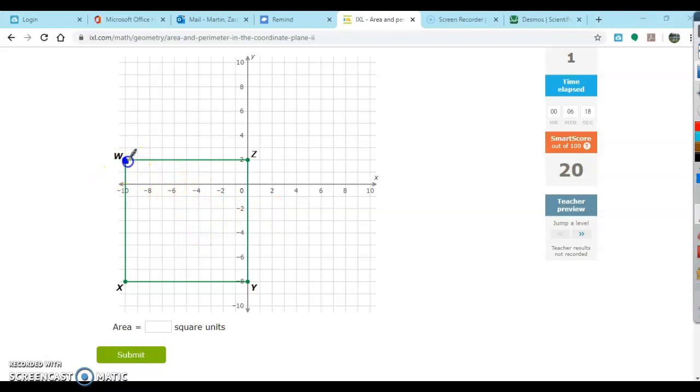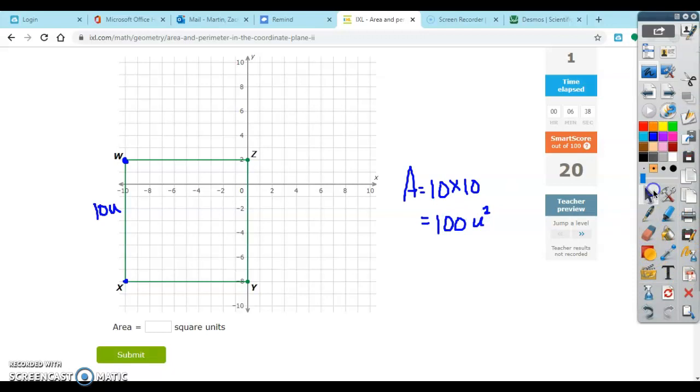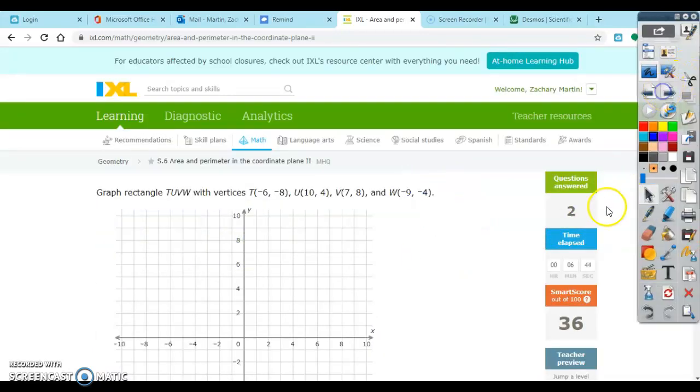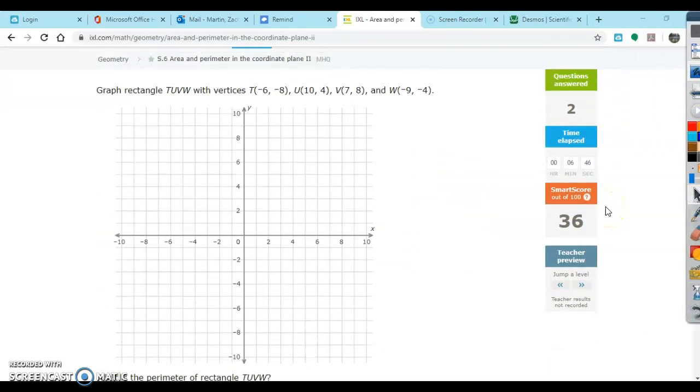So W, let's just try to find the length of this side. W to X, well, that's 2 units to the X-axis, and then another 8 units. That's 10. This is 10 units. So the area is just going to be 10 times 10, 10 squared. So the area is going to be 100 units squared. Okay, units are important. Remember, these are not just units, these are units squared. So 100 square units. Boom, correct. Fantastic. All right, let's move on. Let's see what else we have.